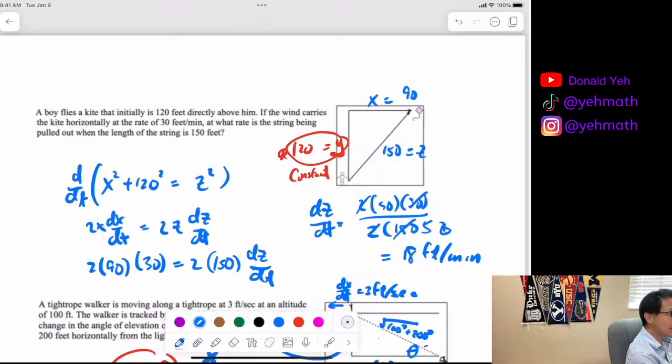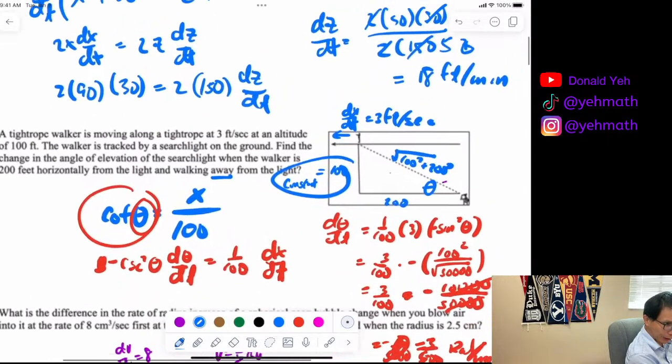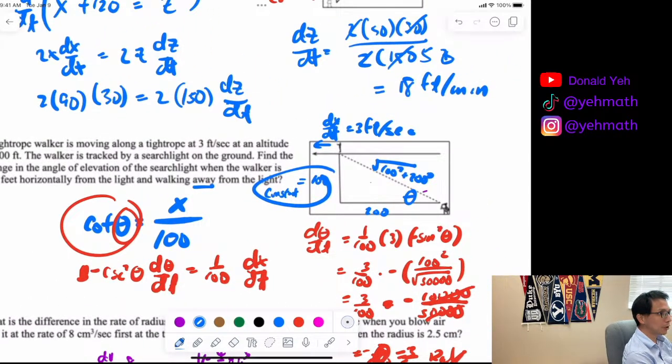All right, first setup. You should get cotangent of theta equal to x over 100. Did you do that? Yes. If you did that, you're on the right track. Then if you take a derivative, it's going to be negative cosecant squared theta d theta/dt equals 1 over 100 dx/dt. And then I move it to the other side, and it becomes negative sine squared.